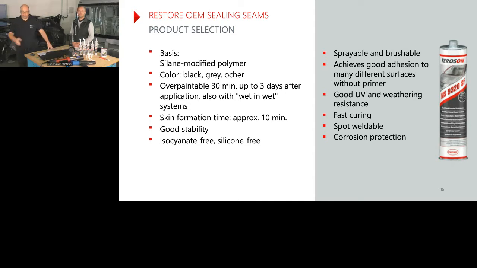Right? Cool. And there's another point, corrosion protection. So all requirements, what we have mentioned before, what we want to have for a product, it is combined in this one, Teroson MS9320SF. So, what else do we need to make such a sealer bead? I think this is already quite a lot, but I think you have more ideas.